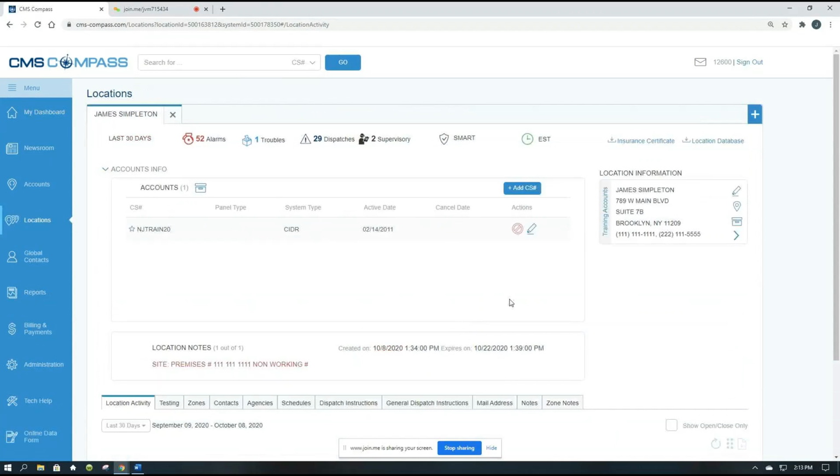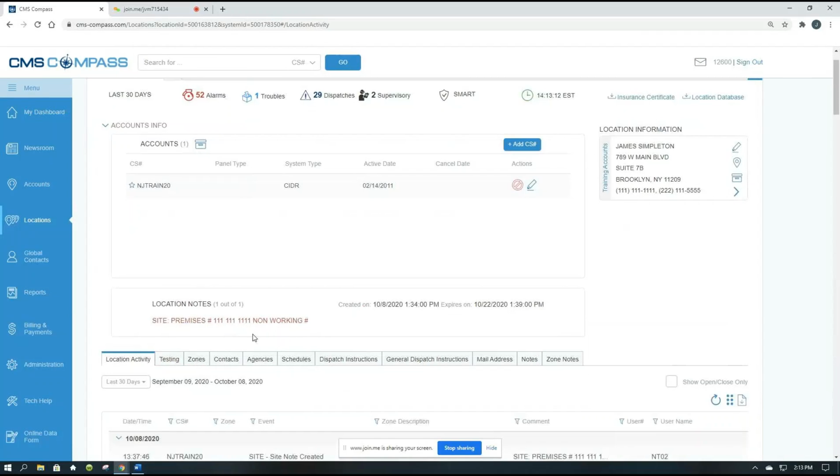It's going to take you over to the location page, and you'll see this site note that was created by our monitoring rep for the wrong phone number. You can see the premises number, 111-111-1111 is a non-working phone number.